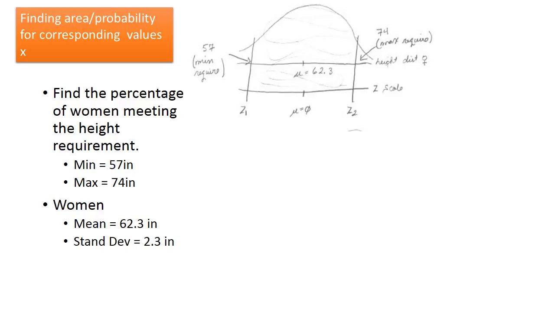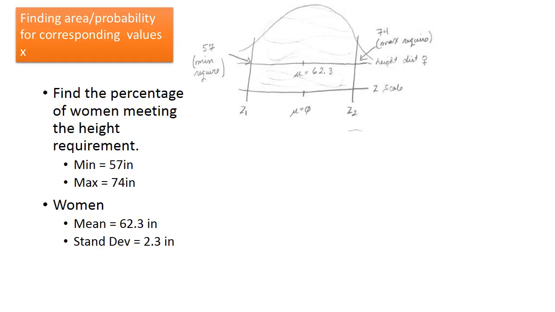You can see on the z-scale, the mean is equal to 0. So we have our minimum and our maximum requirements, and I've drawn these in on the figure. We have our minimum requirement of 57 inches, and our maximum requirement of 74 inches. Notice I've drawn those lines all the way down through the z-scale because what we're going to do is find our corresponding z1 and z2.